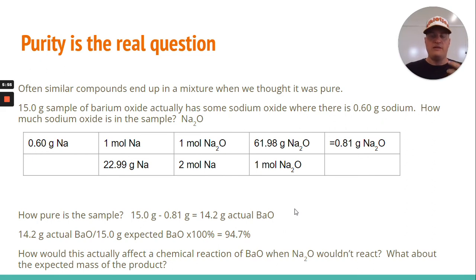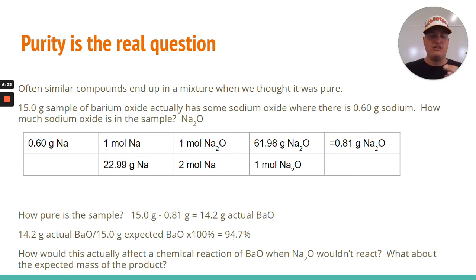Another part of the AP test is to understand and say, okay, it's not pure. How would that affect my results? So that's usually where we talk about, if you had a chemical reaction of barium oxide where Na2O wouldn't react, what would that say about the expected mass? Well, that plays a role. It depends on what it reacted with. Because if this wouldn't react, it would still be found there, your 0.81 grams, but based upon your component, it might make the actual reactant less, because if I'm expecting 100% to react and only 94.7% reacts, my mass should be less than I expected.